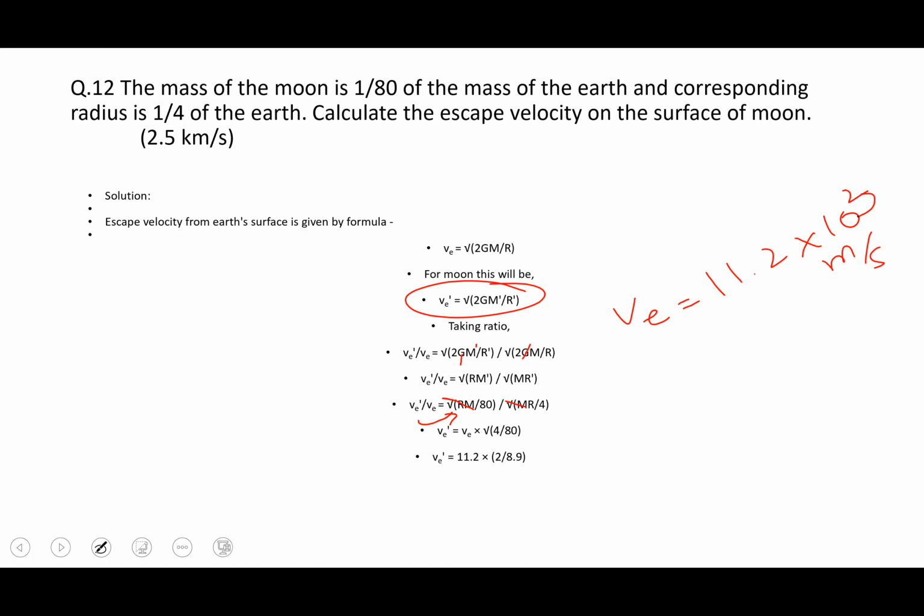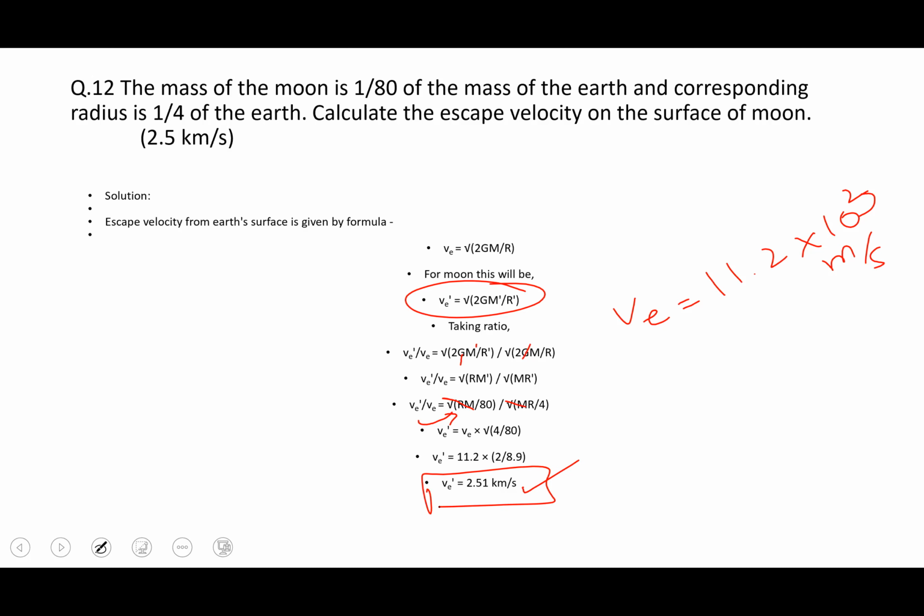So it is 11.2 into 10 to the power 3 multiplied by 2 divided by 8.9. Taking the under root of 4, we get 2. We take the under root of 80, we get 8.9. When we multiply with 11.2, the escape velocity of the moon is calculated to be 2.51 kilometer per second, and that is our answer.